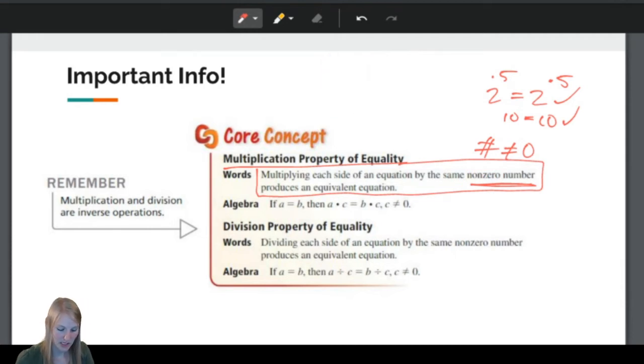So if A equals B, then A times C equals B times C, as long as C is not 0. Different color.